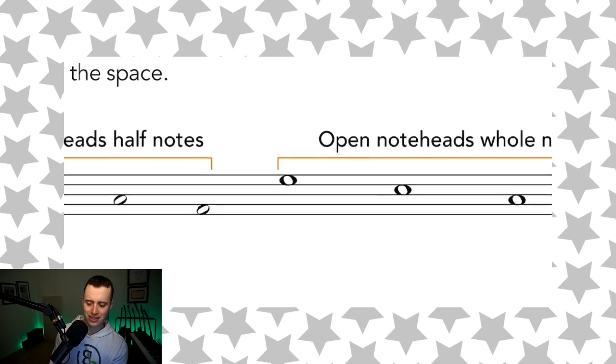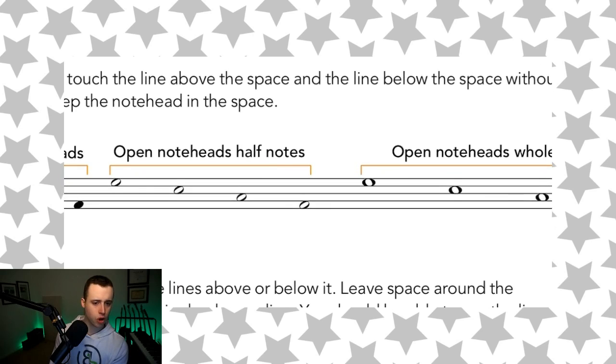And really, just again, the difference between the half note and the whole note open note head is that there is no tilt for the open note heads for whole notes. They're just an even oval, and the half note heads, they're tilted at a 45-degree angle. But if you get it to about just a little bit of a tilt, that's going to be good enough.